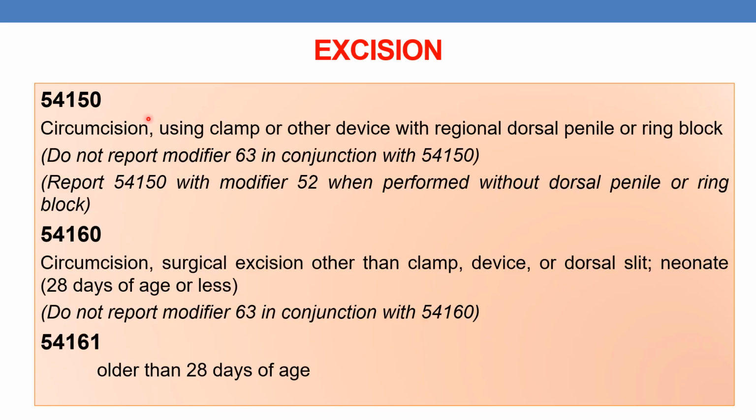Next is 54150. Circumcision using clamp or other device with regional dorsal penile or ring block. Do not report 63 modifier in conjunction with 54150. Report 54150 with modifier 52, which is nothing but reduced services, when performed without dorsal penile or ring block.